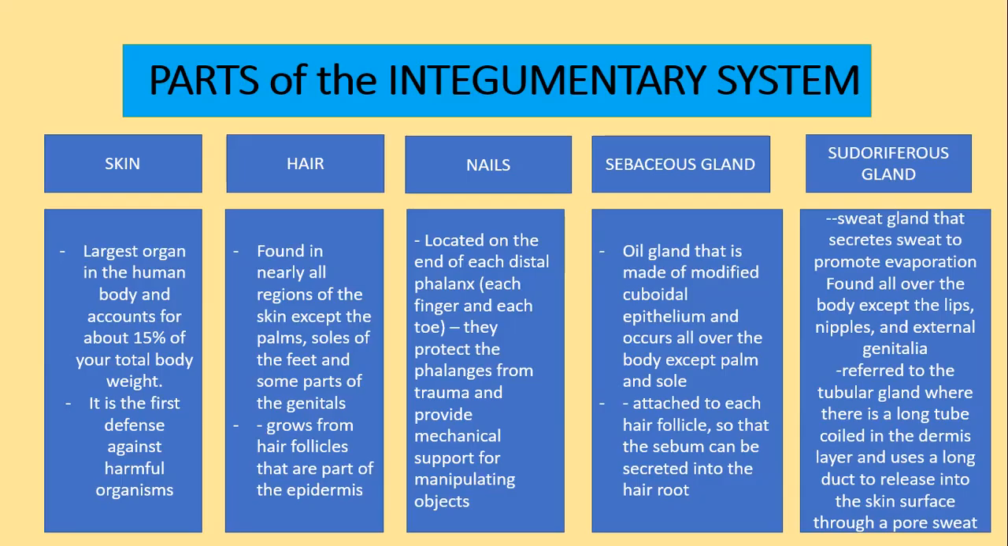The hair is found nearly all of the regions of the skin except the palms, soles of the feet, and some parts of the genitals. Hair grows from hair follicles that are part of the epidermis. Next are the nails. Nails are located on the end of each distal phalanx, each finger, and each toe. They protect the phalanges from trauma and provide mechanical support for manipulating objects.